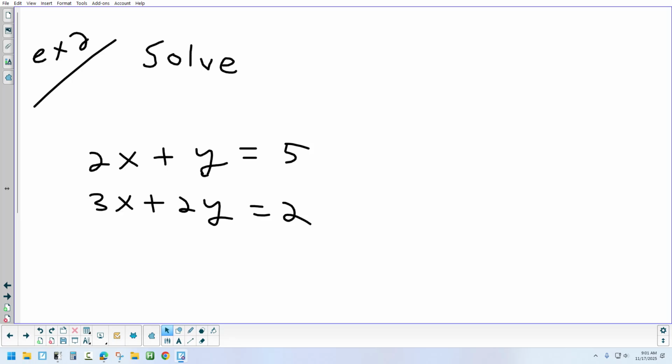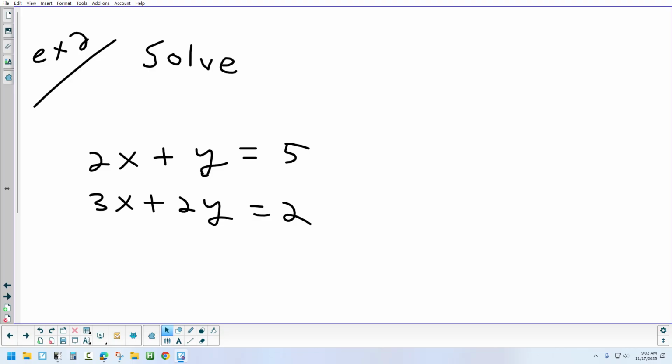But this time, if you look at all the exponents on your variables, what's the highest exponent on any of the variables here? 1. Okay, we don't have any exponents higher than 1. So when we solve this, we're only going to get a single coordinate as the answer. But remember, a coordinate has an x and a y value. So it has two parts to it, but it's just a single coordinate.